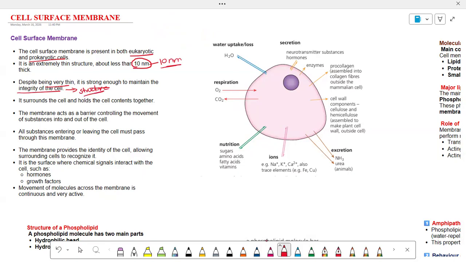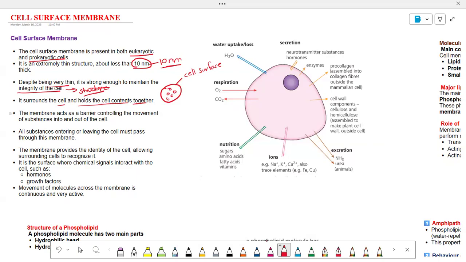It surrounds the cell and holds the cell contents together, because if this is a cell, this is the surface membrane. All the contents, all other organelles, all other cellular structures are present within the cell surface membrane. So that's why we say it holds the cell contents together.